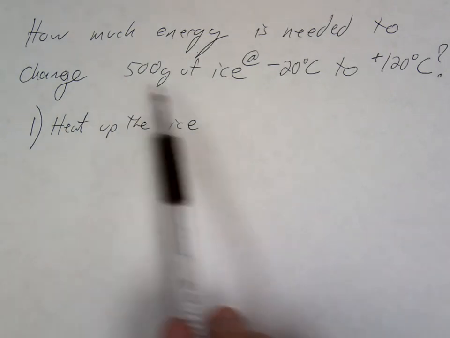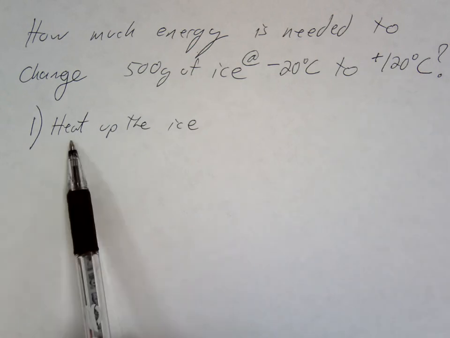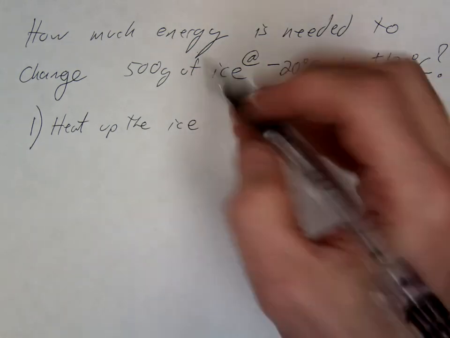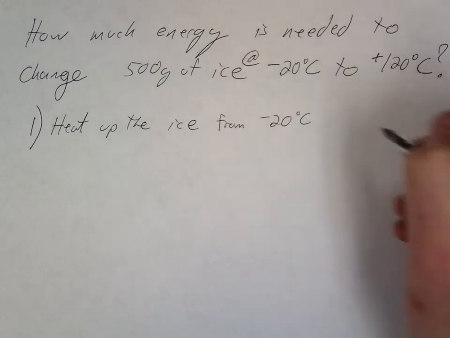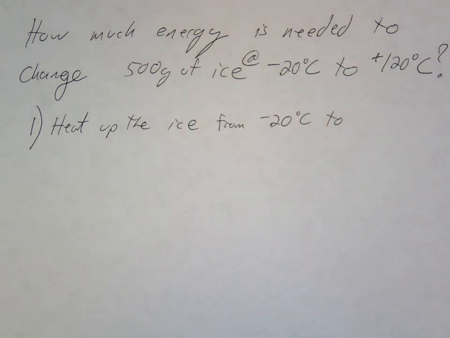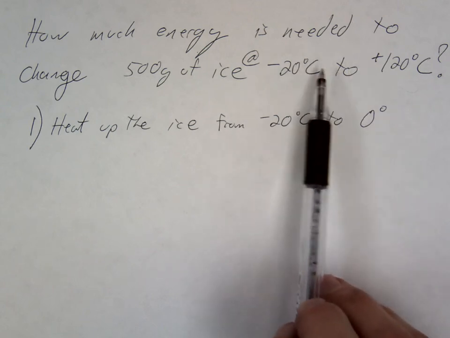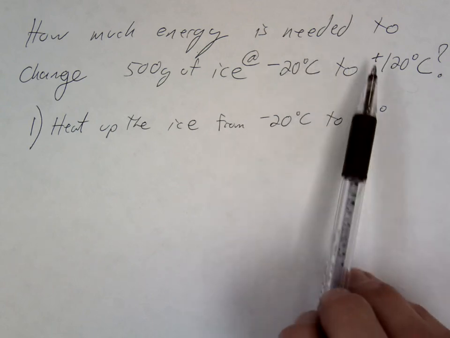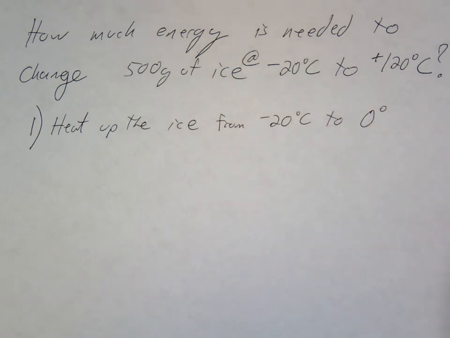Okay, so we're going to try to heat up our ice from negative 20 to positive 20. The first step we're going to do is heat up the ice from negative 20 to what? 0. Okay. By the way, ice will not exist above 0. You can't have ice at 20 degrees. Or actually, I should say you can't sustain ice at 20 degrees. The ice itself will never be 20 degrees positive or more.